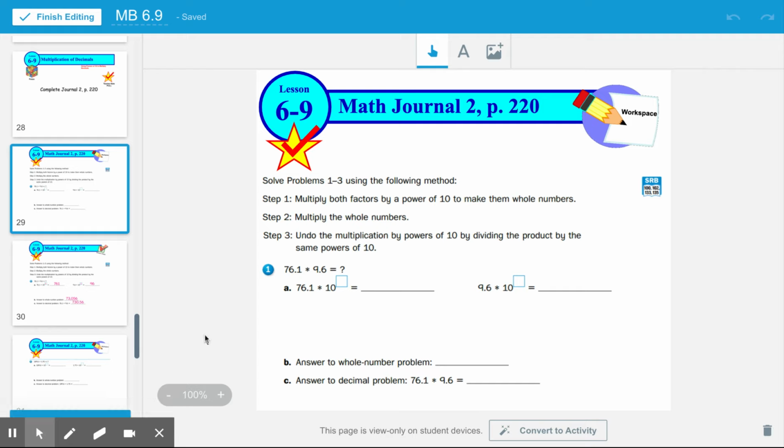So again, multiply factors by a power of 10 to make them whole. Step 2, multiply the whole numbers. Step 3, undo that multiplication by powers of 10 by dividing the product by the same powers of 10. So for this first one, we see we have 76 and 1/10 times 9 and 6/10. You would turn 76 and 1/10 into 761. And I want you to think about how many powers of 10 you multiply that by to get that whole number. 9.6 times 10 to what power will give you 96? I want you to think about that. Fill those in your math journal.